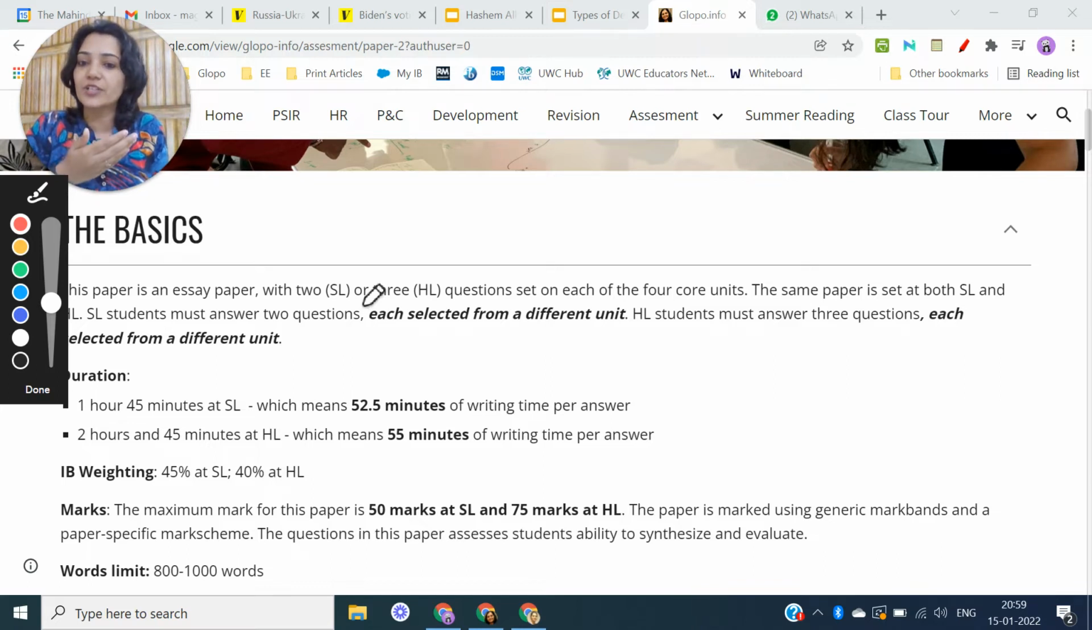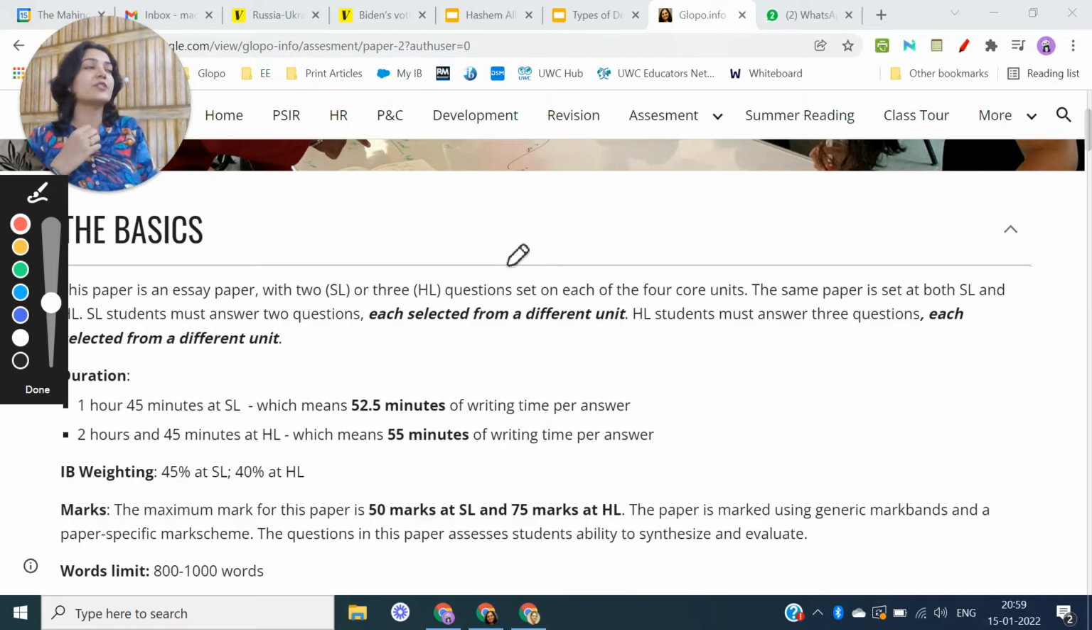How many questions would HL be picking up? 3 questions, right? So 3 questions means 1 question from each unit. And SL would be picking up 2 questions. So 1 question from each unit. No 2 questions from the same unit. So far so clear. This basic concept is clear.